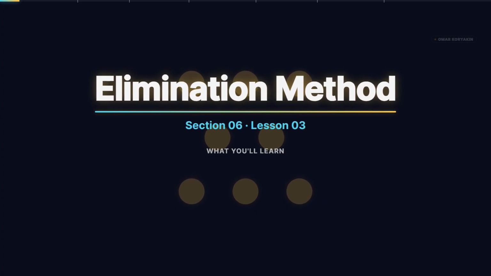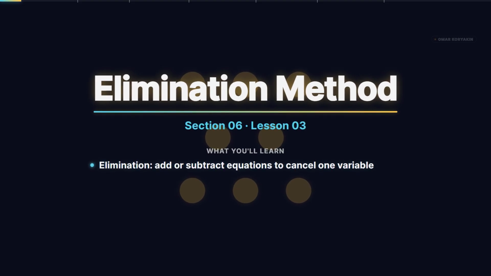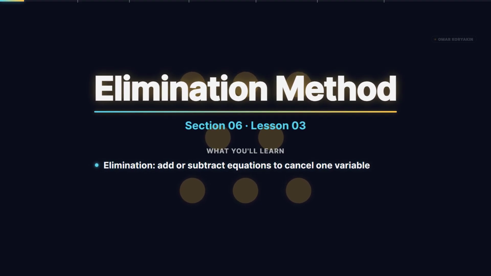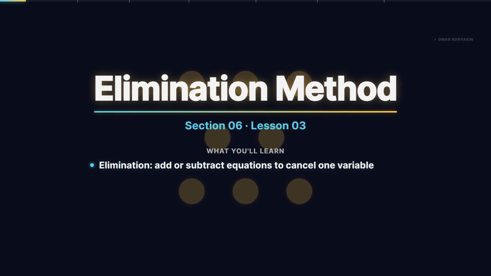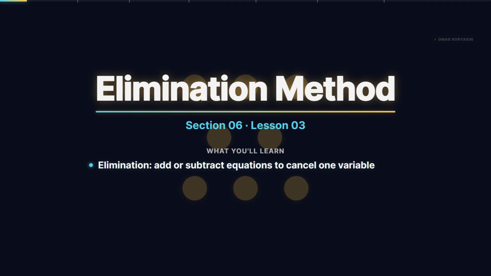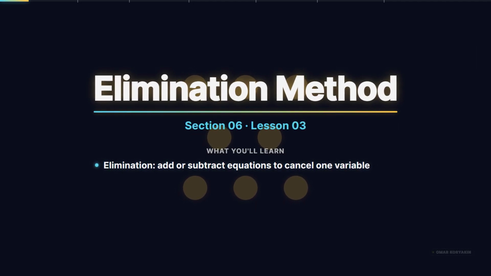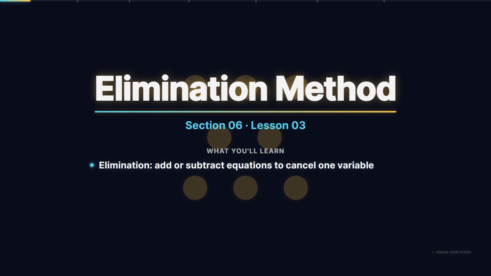Today we lock in the four-step elimination procedure and walk through two examples illustrating direct cancellation and the multiply first variant. First idea on the board. Elimination uses the balance principle from Section 3 applied across two equations. Adding the left sides of two equations and adding the right sides produces a new equation that is satisfied by the same x and y values that satisfy both originals.